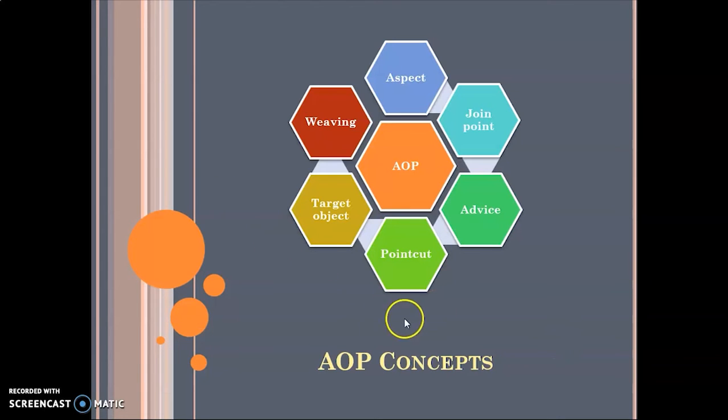Now, there are various concepts in AOP, also known as terminologies of AOP, that is aspect, join point, advice, point cut, target object, weaving, introduction and many more. Right? So in today's video, we will be focusing on these concepts and we will understand what exactly these concepts mean. In our next video, we will be talking about what exactly is advice and what are the different types of advice. We will also see examples on advice, so stay tuned for the next video also.